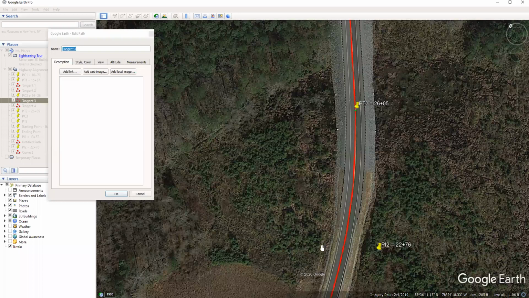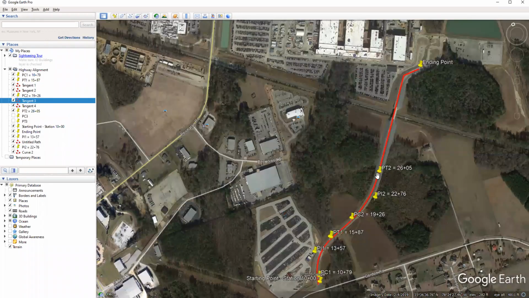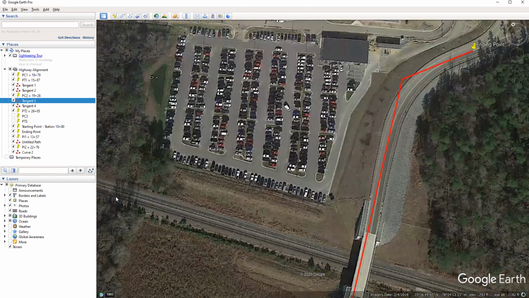So we start with that short tangent section. We had curve 1, then we have another short tangent, then curve 2, and now we have this final curve after a long tangent that crosses the railroad bridge. So we need to establish what the station of PI3 is, and we'll go ahead and drop a point here. This is going to be PI3, and we're going to establish its station by measuring the distance from PT2 over to that PI.